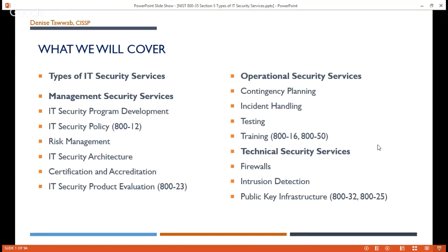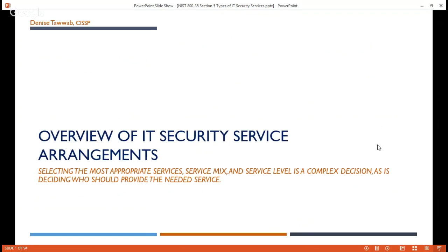So next up is the types of IT security services. Oh no, IT security service arrangements. Selecting the most appropriate services, service mix, and service levels is a complex decision, as is deciding who should provide the needed service.